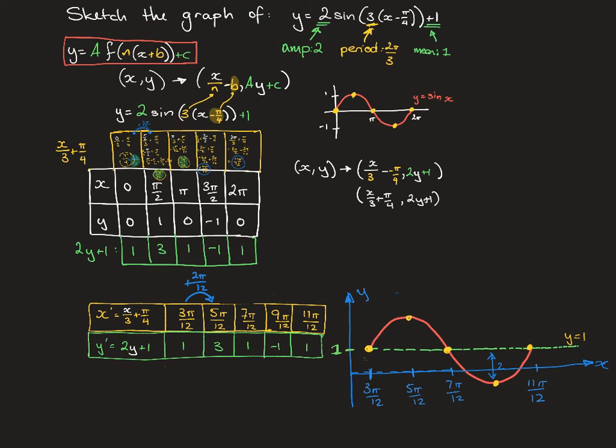But this is enough to mark these points in, and so this is the point 5 pi on 12, 3, and this is the point here 9 pi on 12, -1. If you want to tidy up the ones that can simplify, then you can do that at the end.